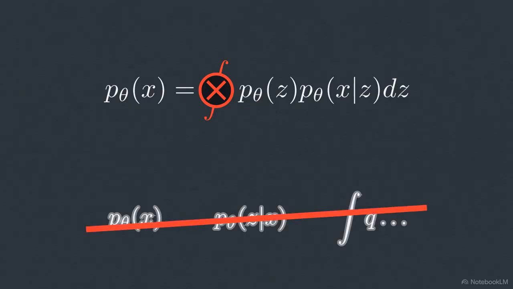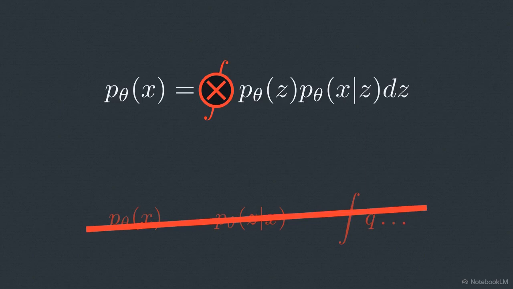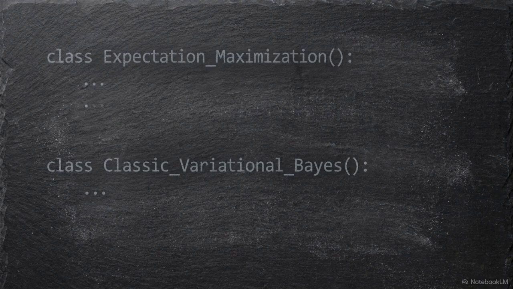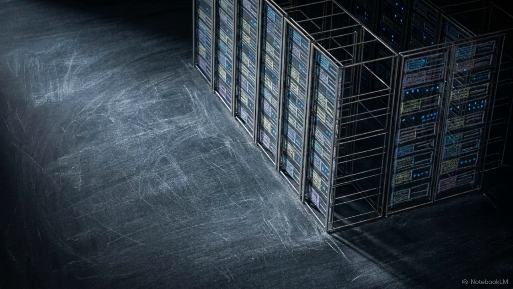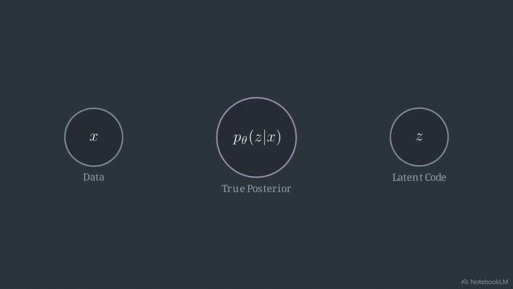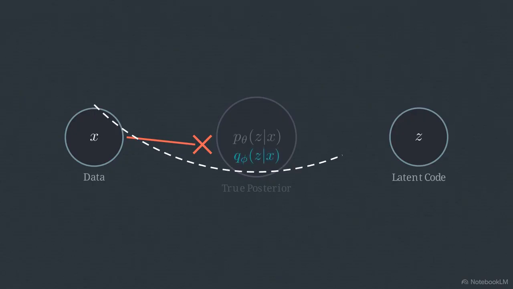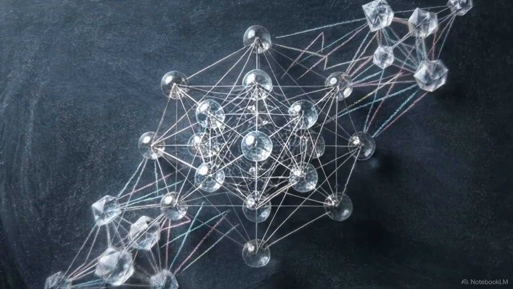Because of that blocked integral, three specific quantities become intractable: the marginal likelihood, the true posterior, and the mean field variational Bayes integrals. Exact inference algorithms like expectation maximization and classic variational Bayes require these computable integrals to function. Without them, those approaches cannot operate on large datasets. To build a deep generative model, we must bypass the attempt to calculate the exact true posterior.